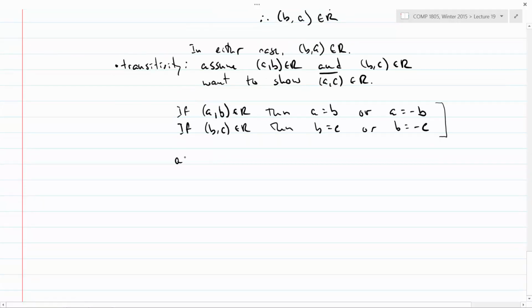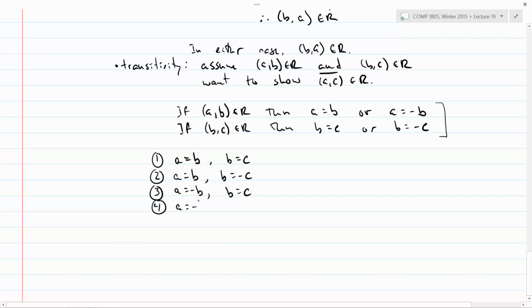I could have A equals B, in which case the first thing would be true, so I'd be happy. But I still need the second thing to be true, and the second thing could be true if B equals C. That's one case. Another way to make it work is if A equals B, and the second thing is true because B equals minus C. That would also make everything work. Another case is if A equals minus B and B equals C. And the last case is if A equals minus B and B equals minus C. Those are the 4 cases.